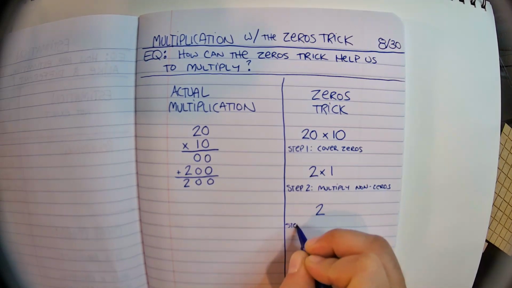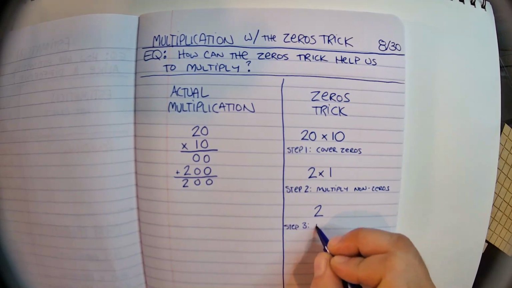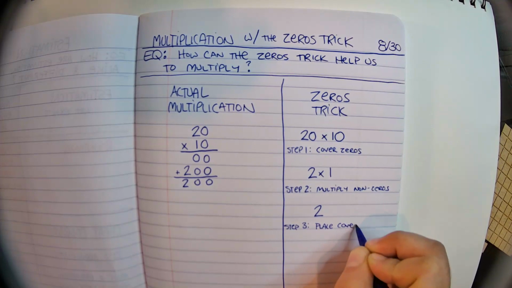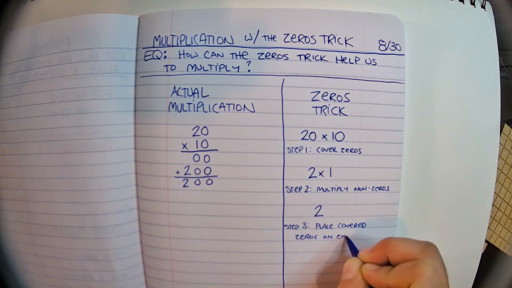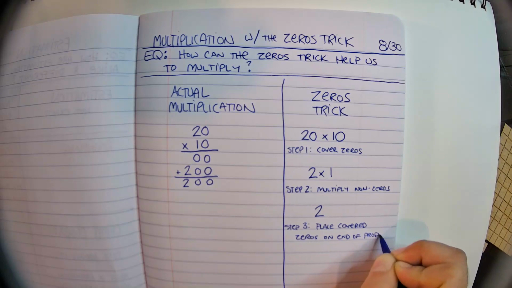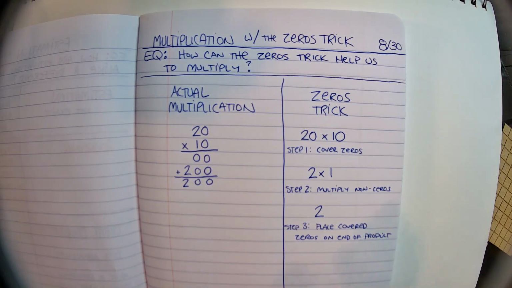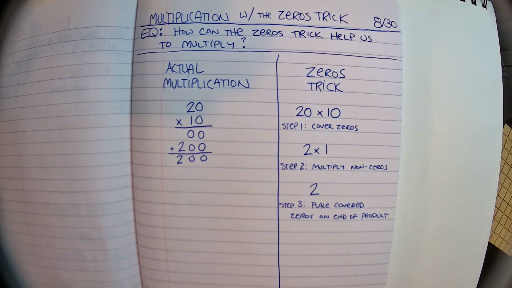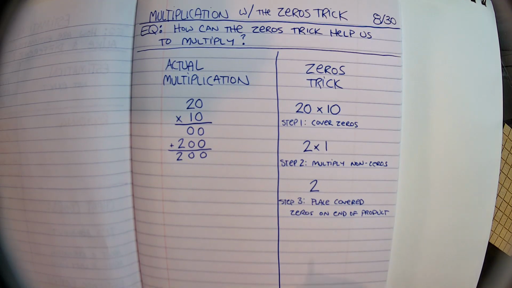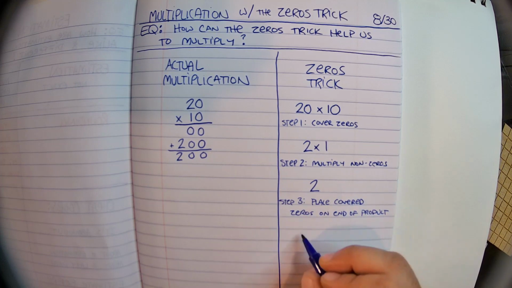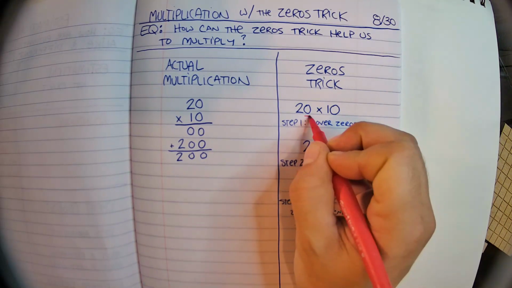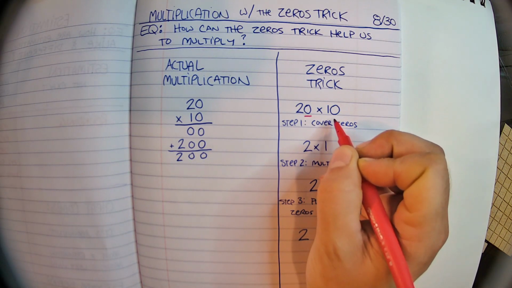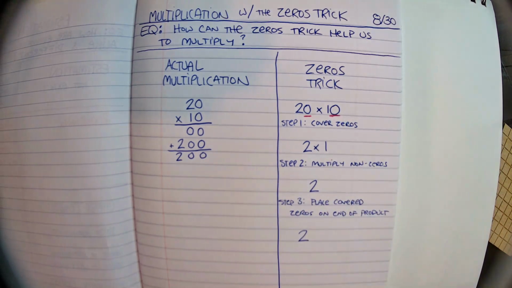So on step 3, what we're going to do is place covered zeros on the end of the product. You can use slightly better English if you want to and say place covered zeros on the end of the product. And what I mean by that is our product was 2, and we had covered up 2 zeros, the 0 from 20 and the 0 from 10. So what we're going to do is place those back on the end of our product of 2.